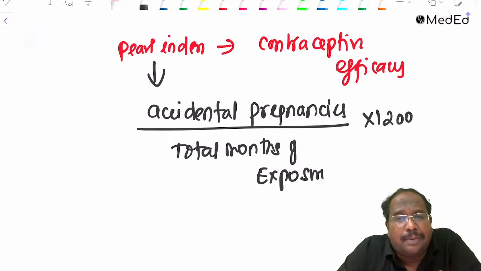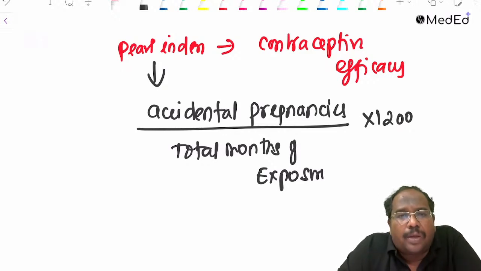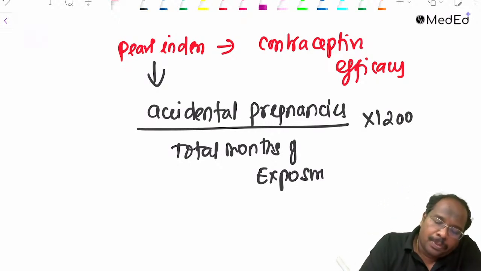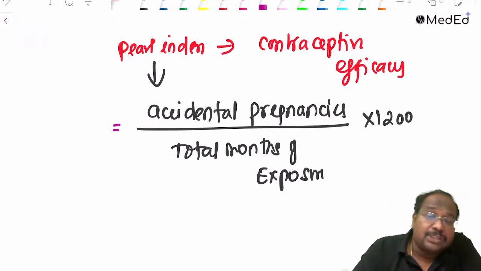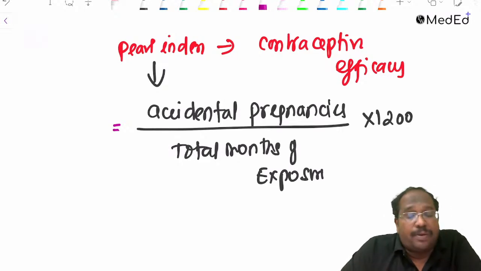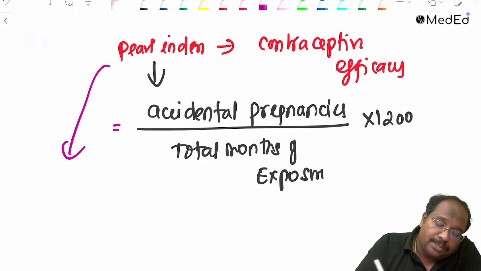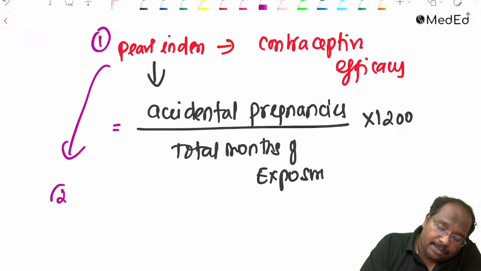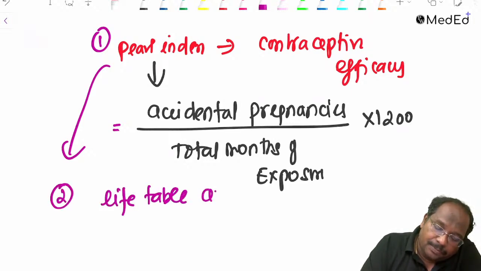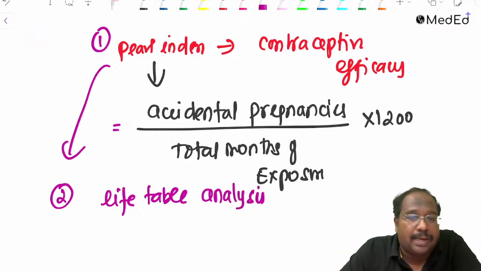So how many accidental pregnancies? You can measure it for anything: condom, OC pills, copper T. So accidental pregnancies by total months of exposure. Now, what is the accidental pregnancy? Let us go back to the question. This is one method. The second method is life table analysis.